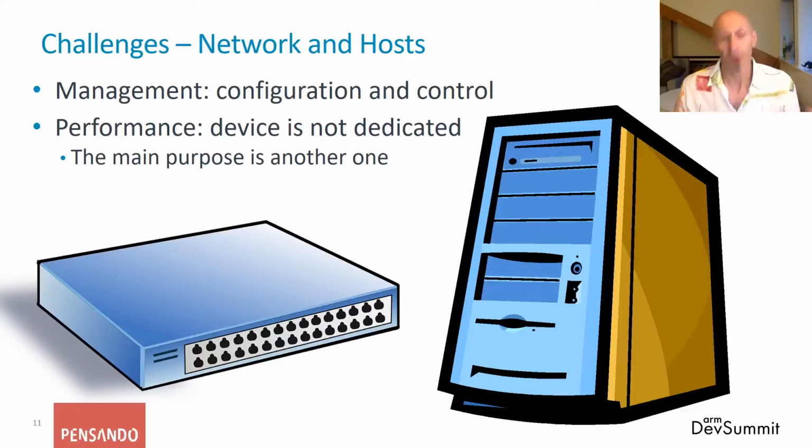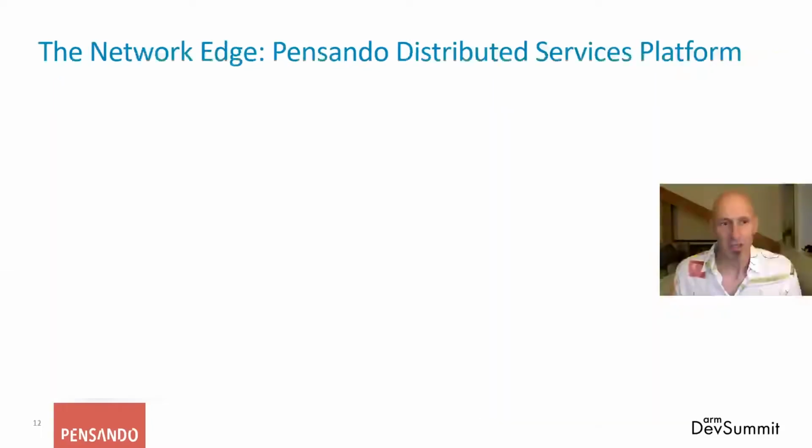And we might have performance issues because if the device in which the service is implemented, be it a host or a network node, is not fully dedicated to the service, it's also dedicated to processing forwarding packets, or is dedicated to executing applications, then we might not get the performance that we would like to have, or the performance might not be consistent, because when the network node or the host has more load for other reasons, the service implementation slows down. How can these challenges be addressed?